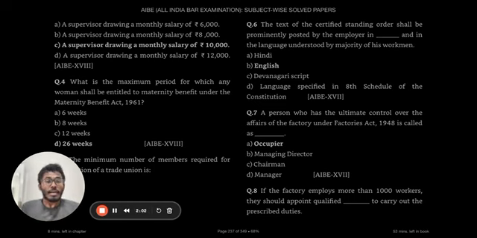Remember that. Seventh question: a person who has the ultimate control over the affairs of the factory under the Factories Act 1948 is known as the occupier. Remember, the occupier has the ultimate power under this Factories Act.